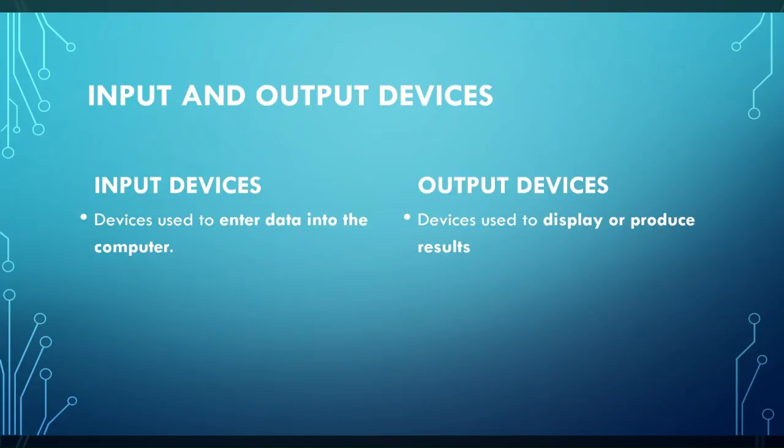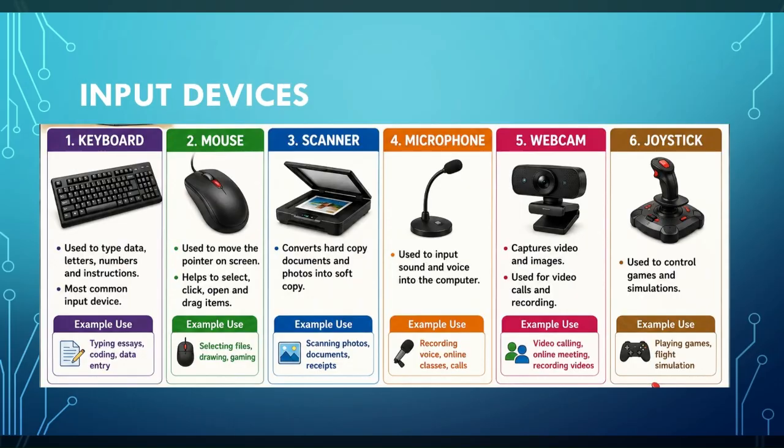Next we will see input and output devices. So input devices are used to enter data into the computer. A simple trick for this is in means anything inside the computer and out means anything that is being displayed from the computer. So input devices are used to enter data into the computer and output devices are used to display or produce results from the computer.